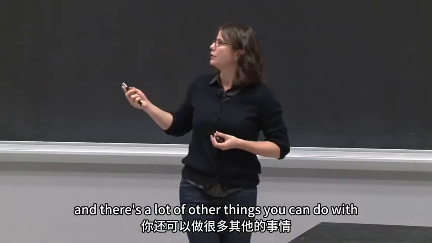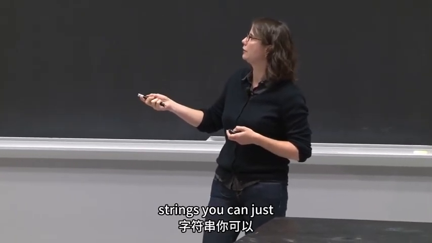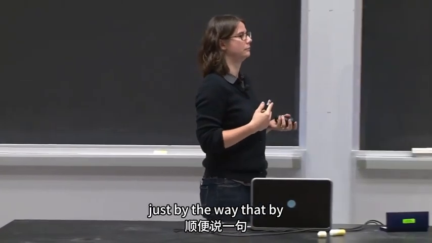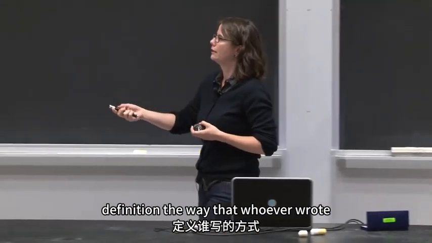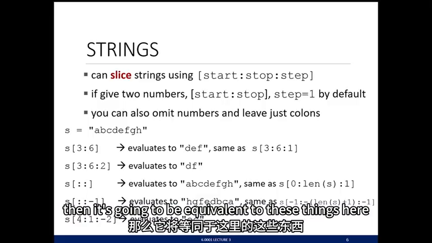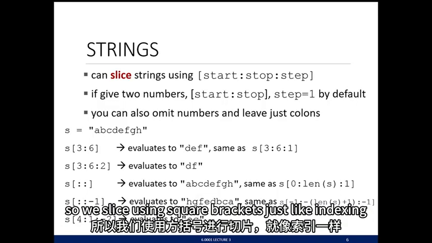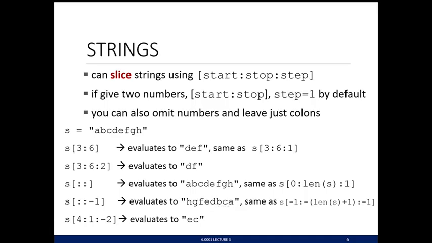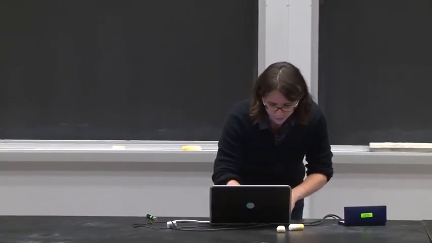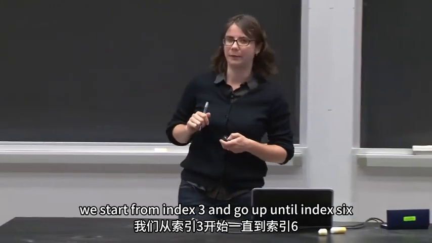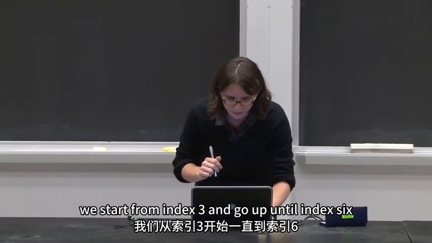And there's a lot of other things you can do with strings. You can omit numbers and just leave colons, and by definition, the way whoever wrote slicing had decided, if you omit numbers, then it's going to be equivalent to these things here. So we slice using square brackets, just like indexing, except now we can give it 2 numbers. So with this string S, we start from index 3 and go up until index 6.